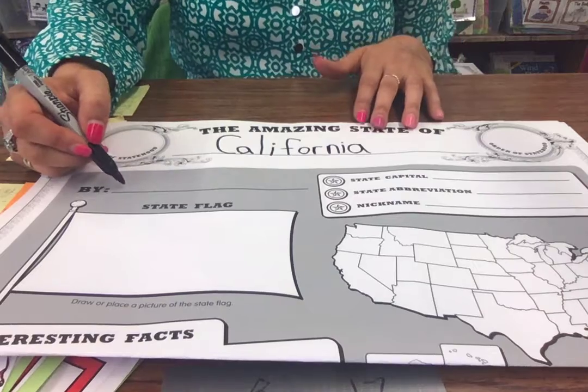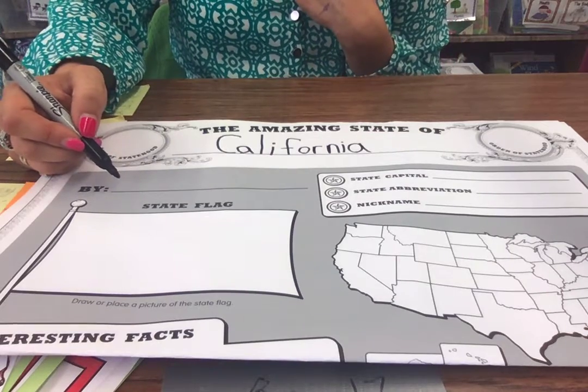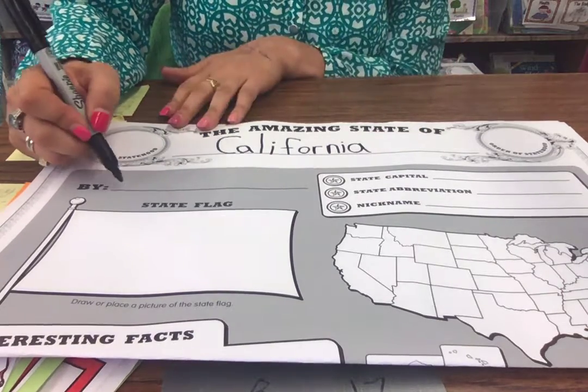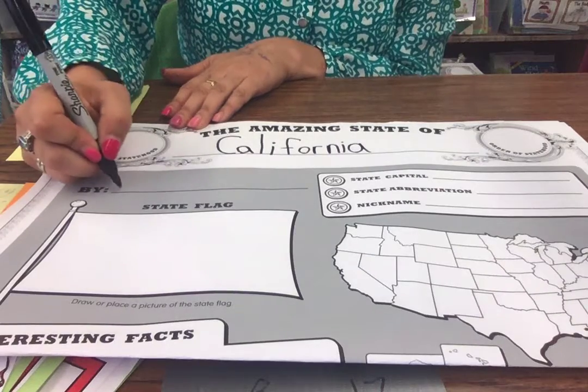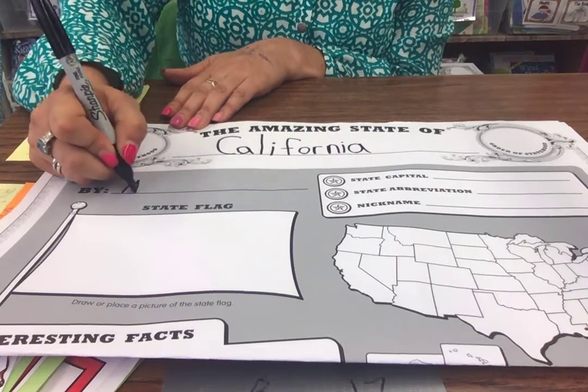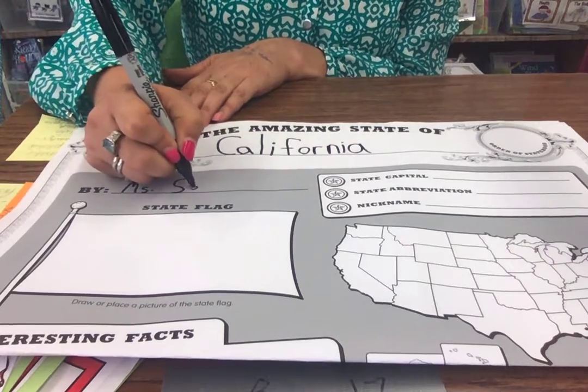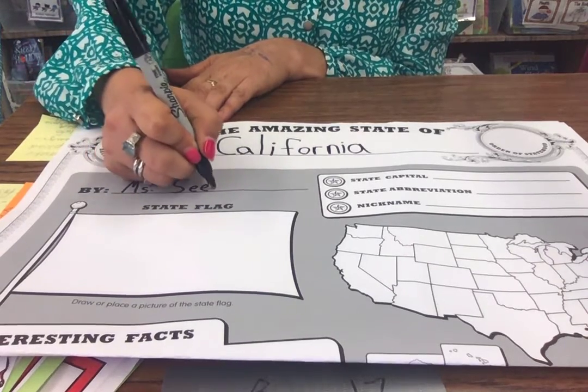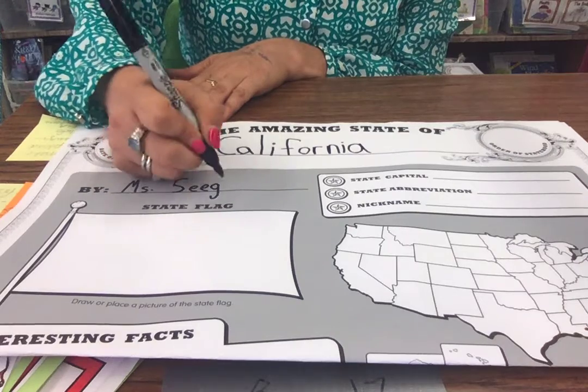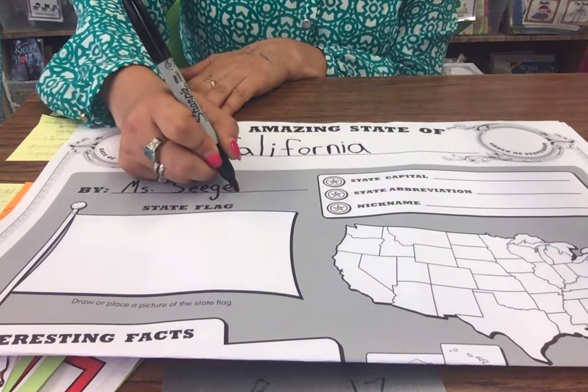By, and you put your name here. I'm going to put my name here. Please don't put my name on your poster. You should put your first and last name here. We call me Miss Seeger, so I'm going to put Miss Seeger, but you should put your first and last name, and they should have capitals because they are your name.